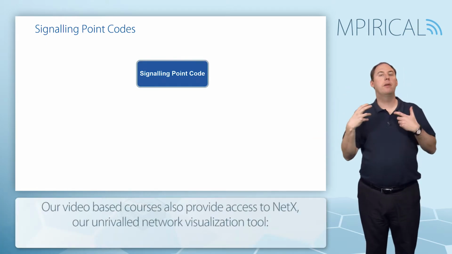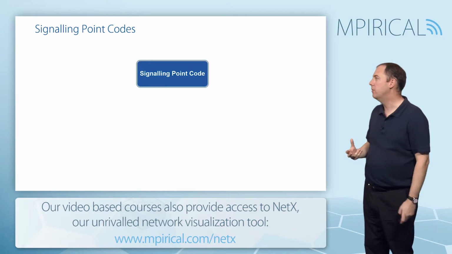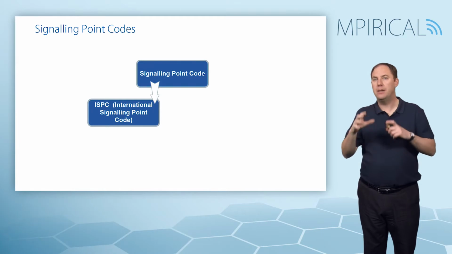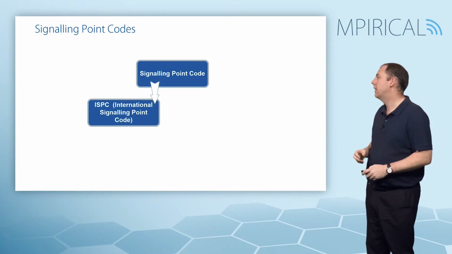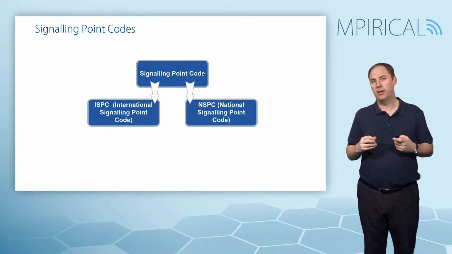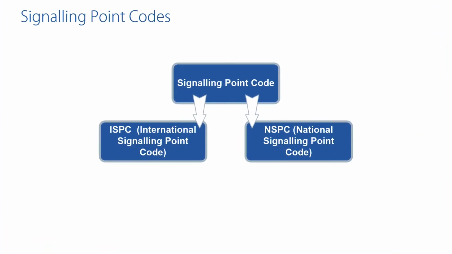Finally, I want to talk about the term signaling point codes. Now, a signaling point code is possibly an international signaling point code, so it's been identified by the ITU, allocated by them, the International Telecommunications Union. Alternatively, we have what's called national signaling point codes. Now, in both cases, we're going to have a field for the signaling point code.